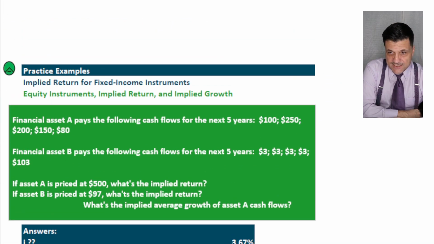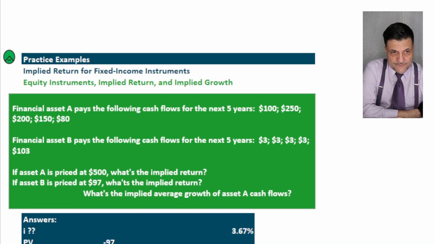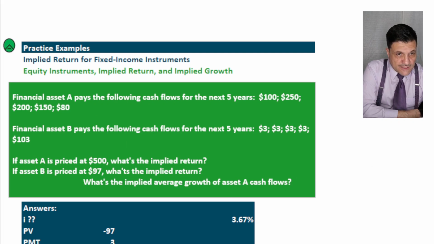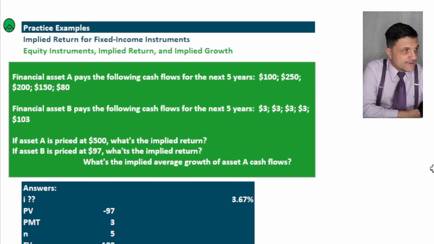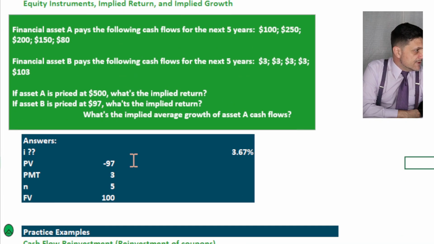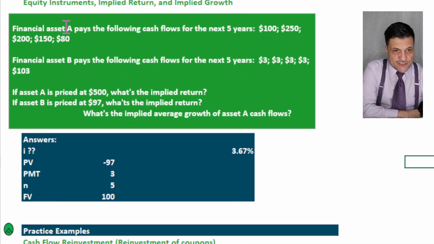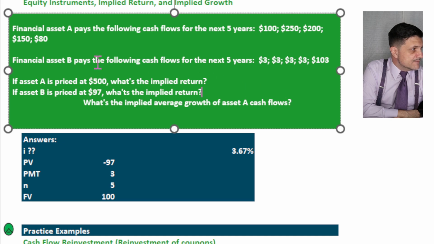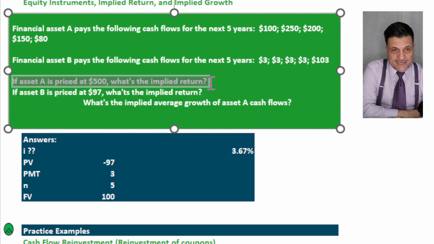Let's see the second one. What do we have here? Perfect. So look at it. Implied return and implied growth. So I need implied return and implied growth. Same examples: financial asset A paying the same, financial asset B paying exactly the same. Let me make it more on the same line. There we go. So if asset A is priced at 500, what is the implied return?